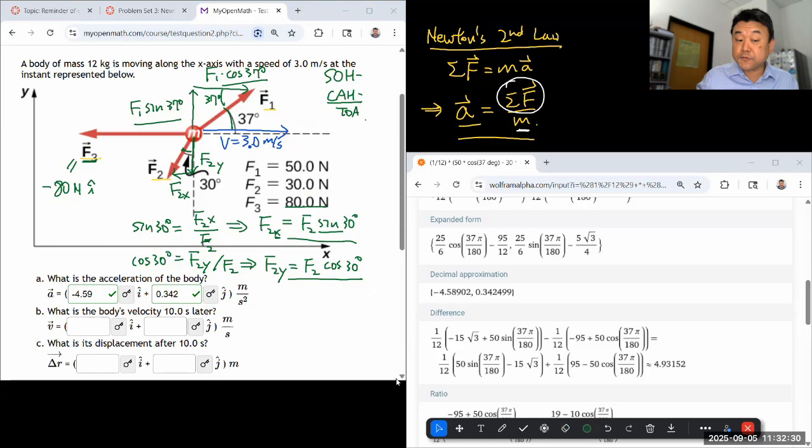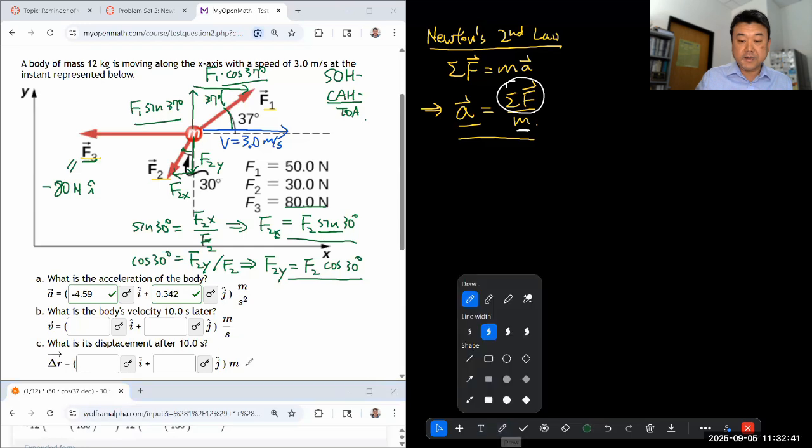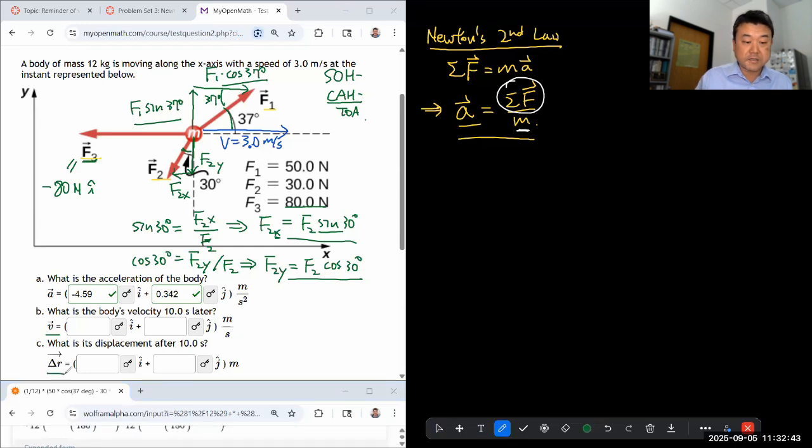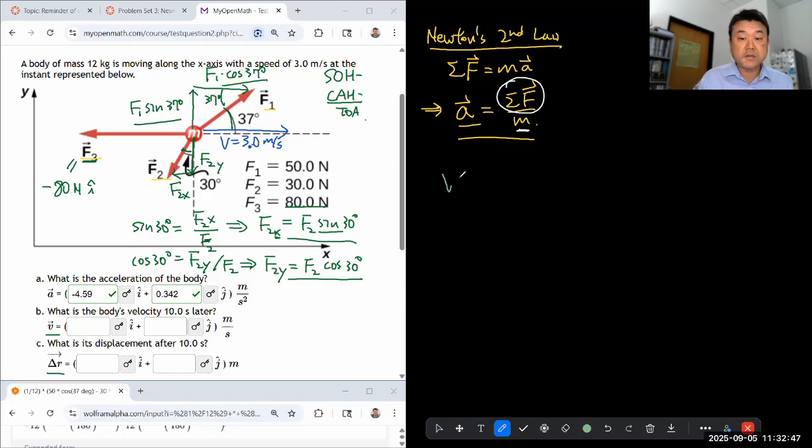And then, so after this, the rest is actually just kinematics questions. So we use the Newton's second law to figure out the acceleration. And once you have the acceleration, the parts B and C, it's asking about the velocity and displacement. It's asking you to basically use your kinematics knowledge. That velocity as a function of time is some initial velocity plus acceleration times time. And the way this question is set up, let's make sure they are all vector quantities.